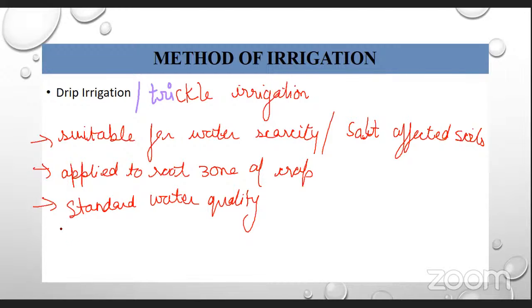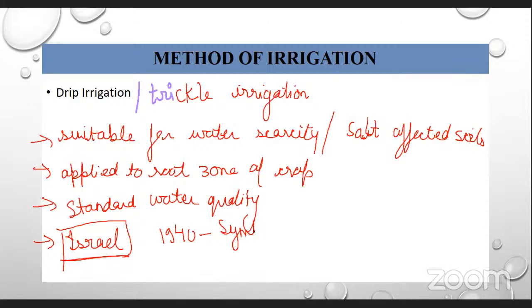Okay, and this method was first introduced in Israel. You also have to learn that drip irrigation was first introduced in Israel, in the year 1940, by the scientist Simcha Blass. He was an engineer in Israel.